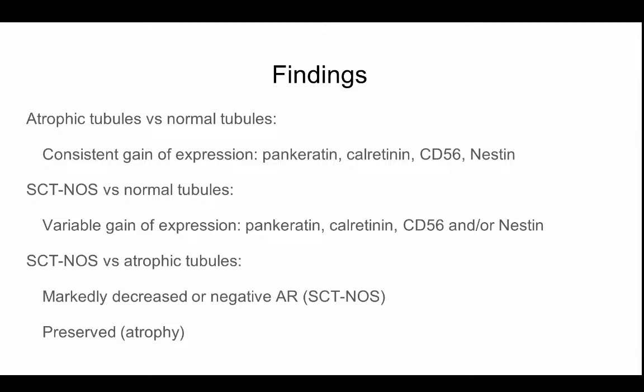So comparing atrophic tubules to normal tubules, like I said, consistent gain of expression of pankeratin, calretinin, CD56, and nestin. And Sertoli cell tumors versus normal tubules, also variable gain of the same proteins. So comparing those two, they both have gain of expression of the same proteins. However, Sertoli cell tumor has markedly decreased androgen receptor, which is preserved in atrophic tubules.